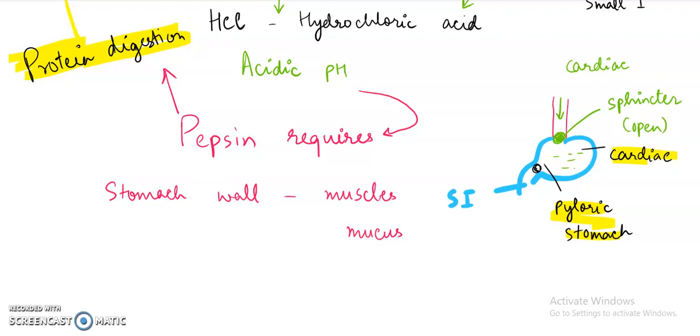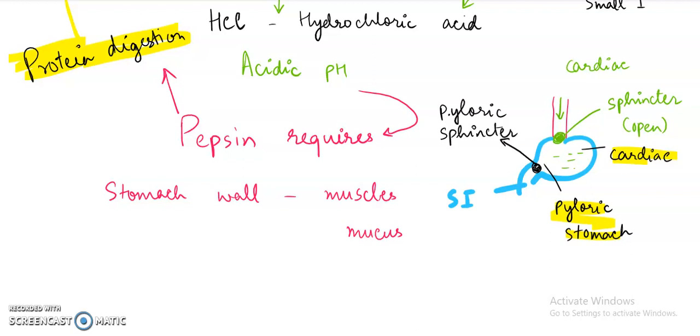Where the esophagus is connected with the cardiac stomach, there a sphincter is present. Where the pyloric stomach is connected to the small intestine, there also a sphincter is present. But their names will be different. The one that is close to the cardiac stomach would be named the cardiac sphincter. The name will be pyloric sphincter if the sphincter is at the pyloric region of the stomach, right? So we have studied that two types of sphincter will be there. One would be the cardiac one, another would be the pyloric one.